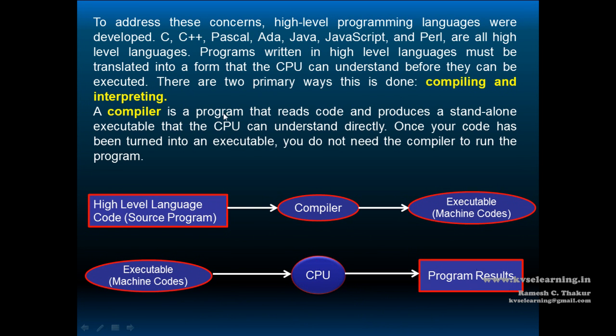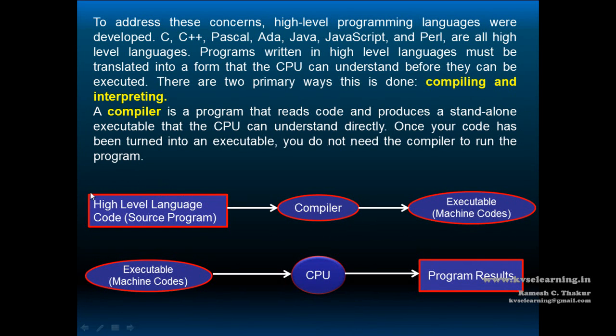So a compiler is a program that reads code and produces a stand-alone executable that the CPU can understand directly. Once your code has been turned into an executable, you do not need the compiler to run the program. The job of the compiler is over once your source codes, or your high-level language codes, are converted into executable form, machine language format.